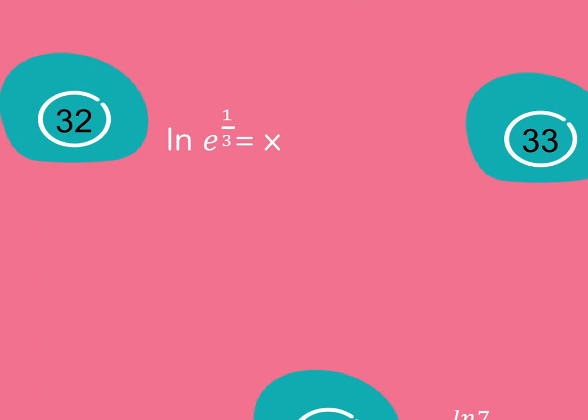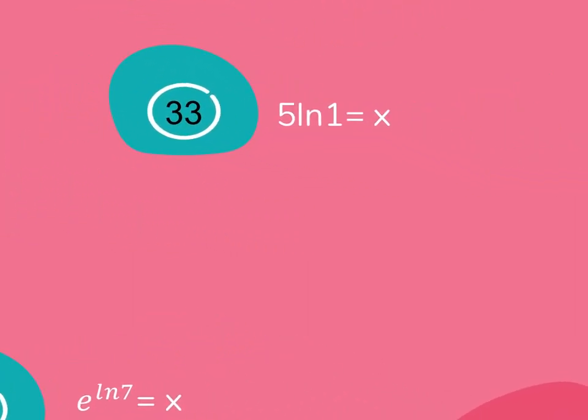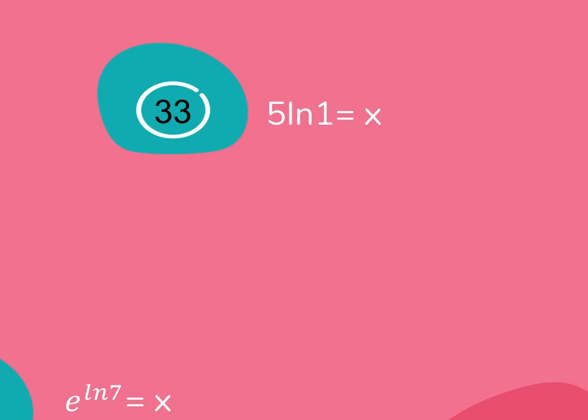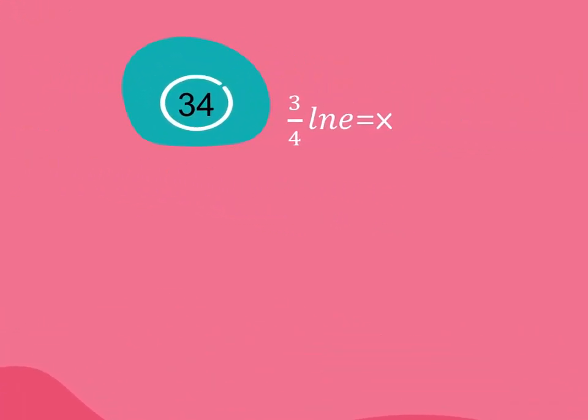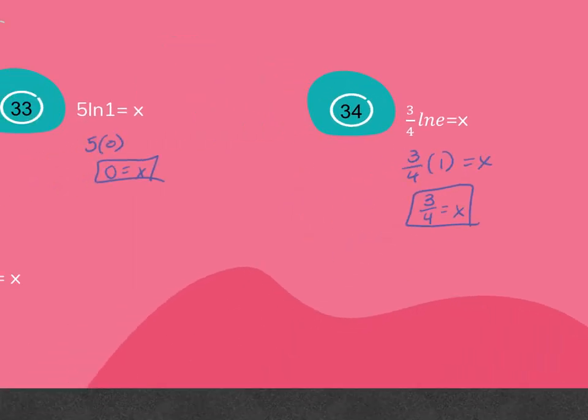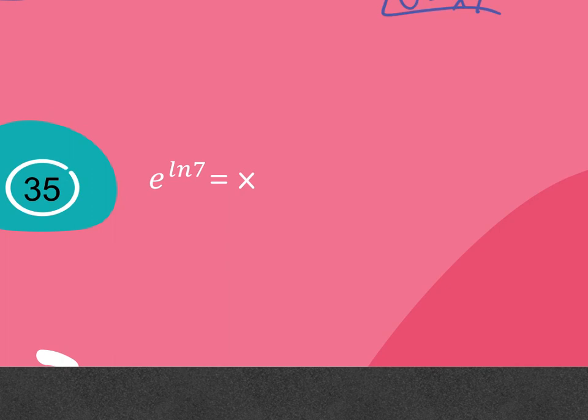Number 32. What's x? It's 1/3. ln of e cancels out, leaving you with just the exponent. Number 33. What's ln of 1? It's 0. So 5 times 0 would be 0. Remember, in order for that big number to be 1, it has to be raised to the 0 power. Number 34. Good. This would be 3/4 times 1, or just 3/4. And 35. Just 7. This cancels. That would be log base e of 7, and x equals 7. Questions?